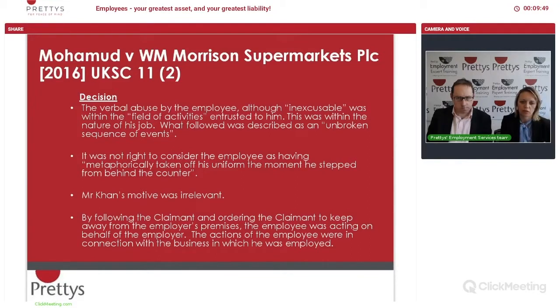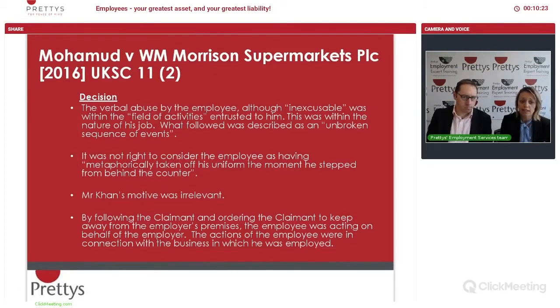So if we just move on, again, this slide just gives you some more context and more explanation as to the reasons that the Supreme Court made the decision. There was a suggestion that actually at the point in which the employee stepped away from the counter, that broke the series of events, but the Supreme Court didn't really give too much attention to that, and felt that it was irrelevant, and it wasn't right to consider that he had taken off his metaphorical uniform the moment he stepped from behind the counter.